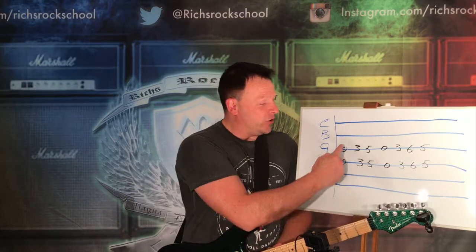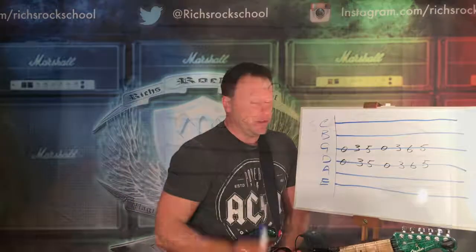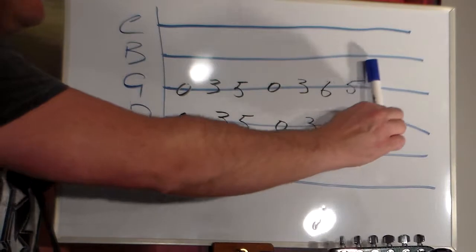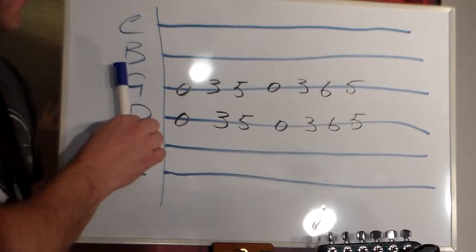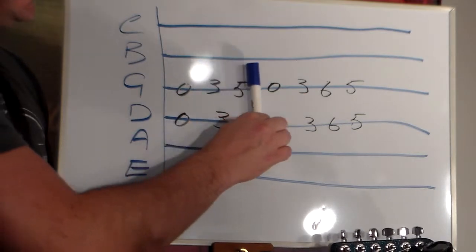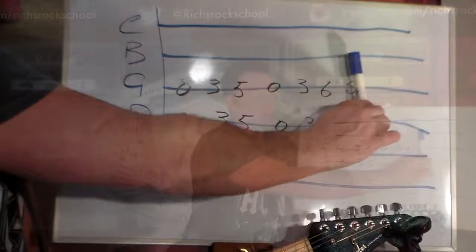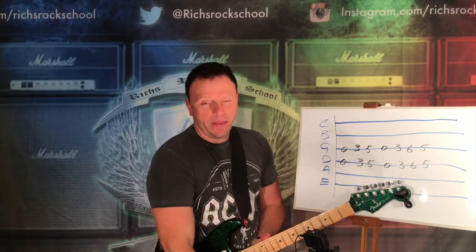So it literally just means, and you're moving, if you imagine, you're moving across the tab like this. So the first ones you hit will be the 0, then the 3, then the 5, and so on and so forth until you play all the way across the tab sheet. And then you just move to the next line and play that one.